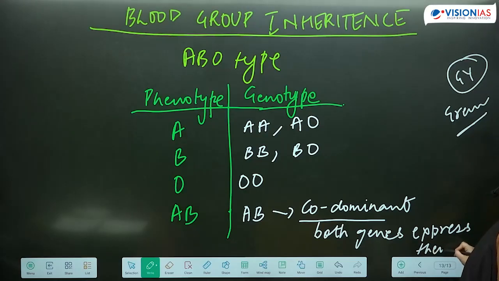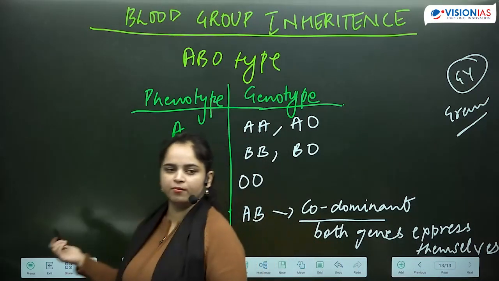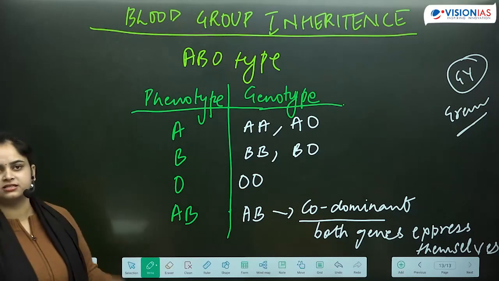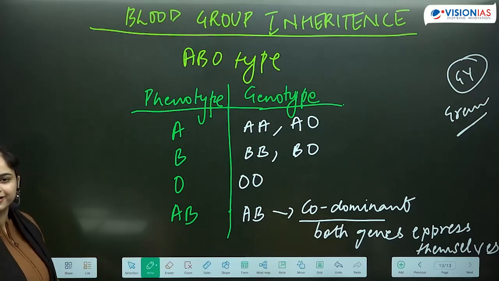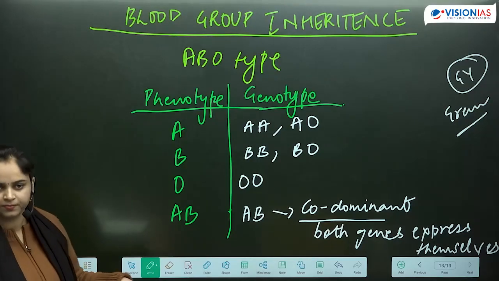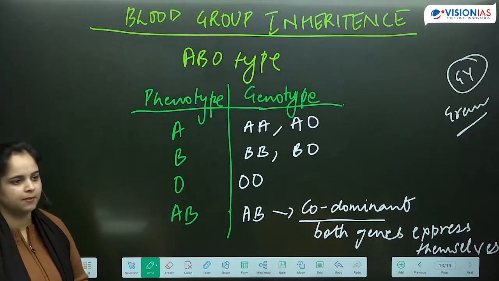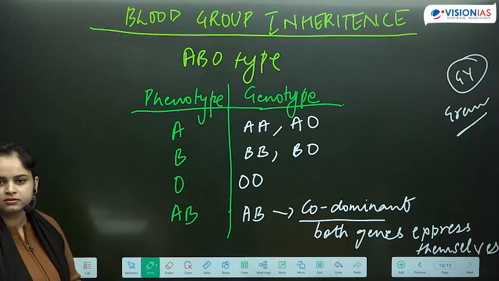And because both genes express themselves, a new blood group is formed, which is AB. They do not have a dominant recessive relationship, which leads to creation of another blood group type, which is AB. When both A gene and B gene, they both give their impact. ठीक है?